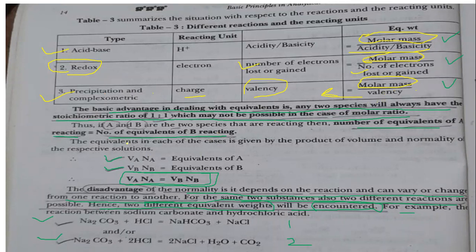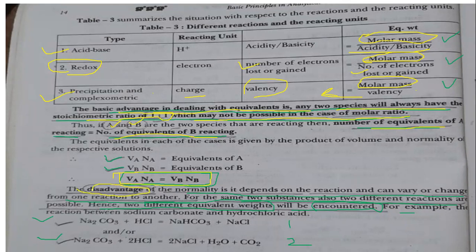Okay, now what happens here? In most cases, the basic advantage in dealing with equivalent weight is that any two species will always have a stoichiometric ratio of 1:1, which may not be possible in the case of molar ratio. Suppose A and B are two species that react with each other, and the number of equivalents of A is equal to the number of equivalents of B. In that case, you can do the calculation using VA-NA is equal to VB-NB, or N1V1 is equal to N2V2, right? But what is the disadvantage?